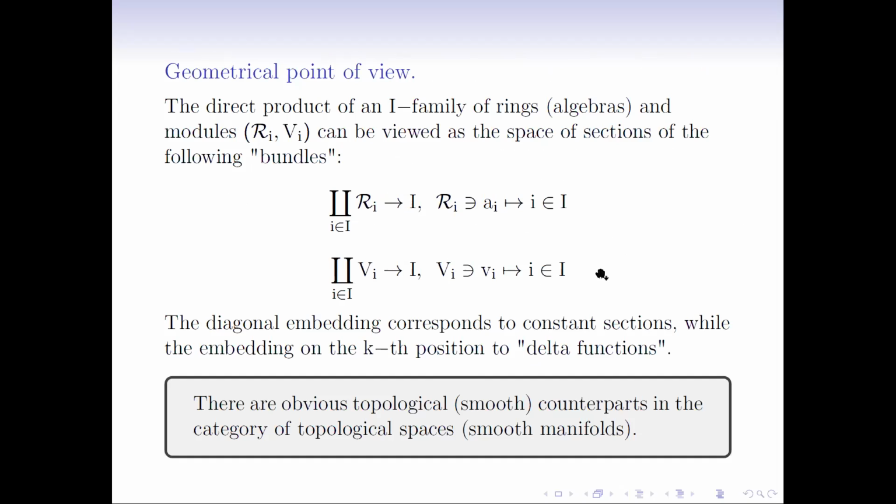And there are obvious topological and smooth counterparts in the category of topological spaces or smooth manifolds. So in the category of smooth manifolds, we should consider a smooth bundle of algebras, a smooth bundle of modules over each fiber, and then the sections of the first one will act on the sections of the second one. And in particular, we see that functions on any set are a particular case of this one.